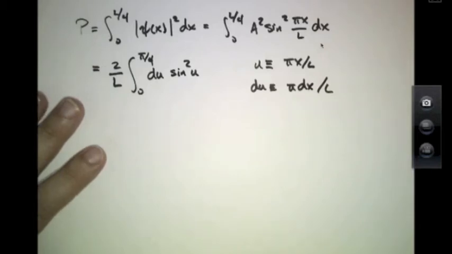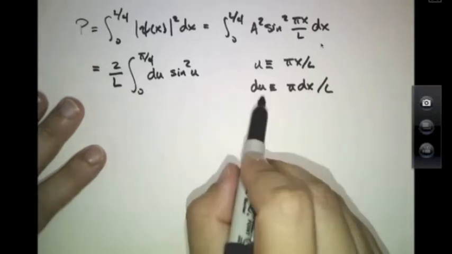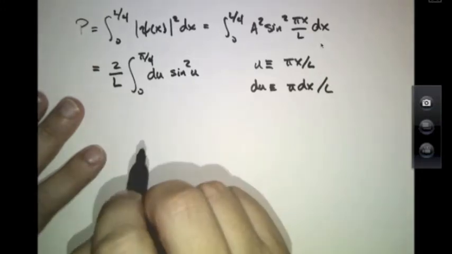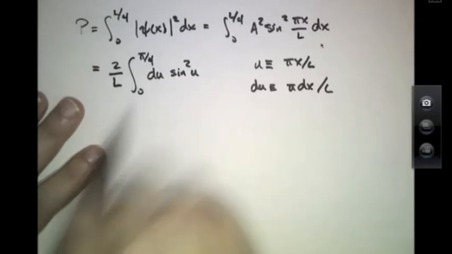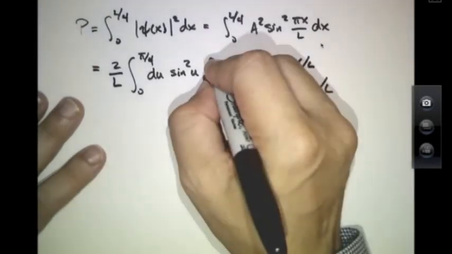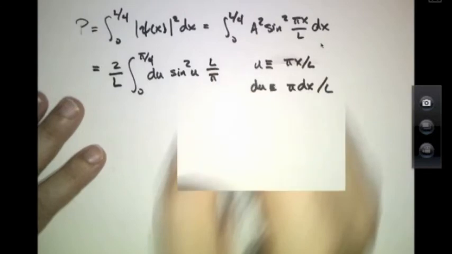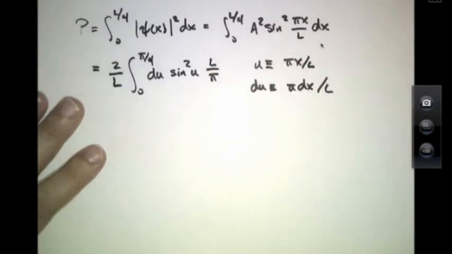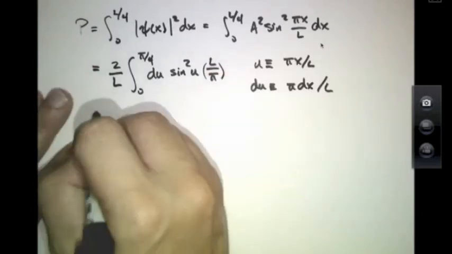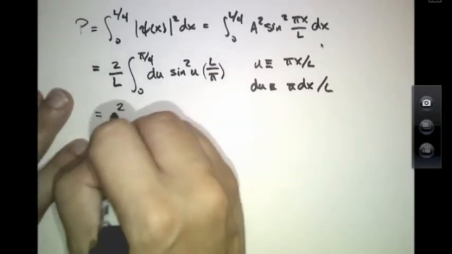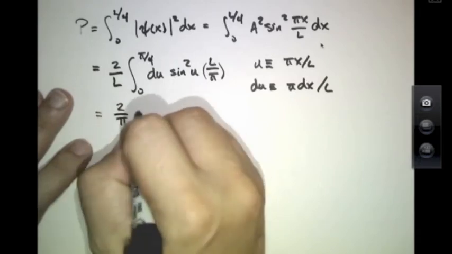Now, it's a little difficult. Oh, I'm sorry, I forgot to multiply by the extra factor of L over pi, because I switched from dx over to du. So in this case, the L's will cancel.